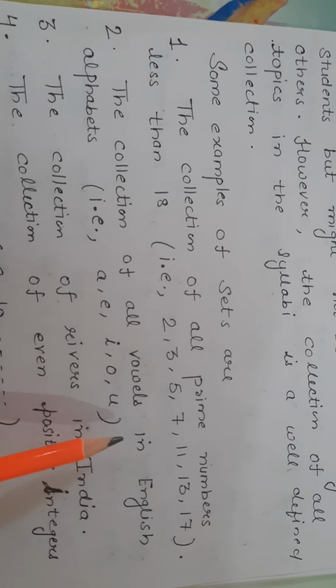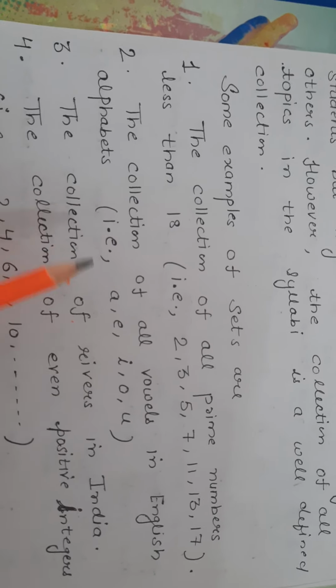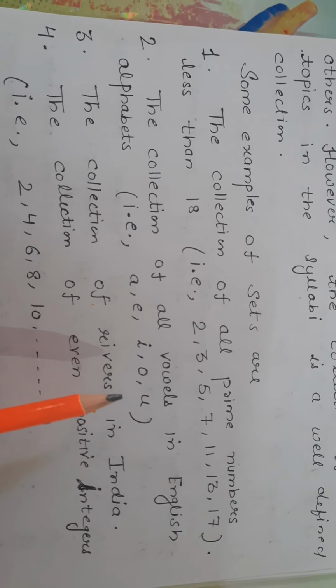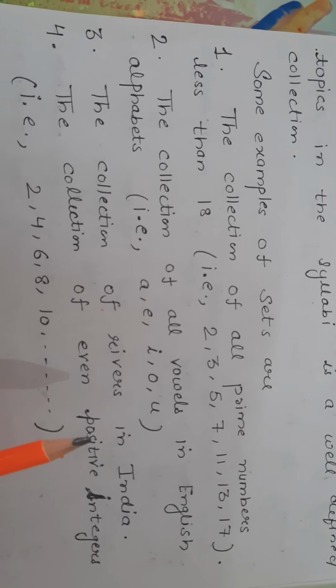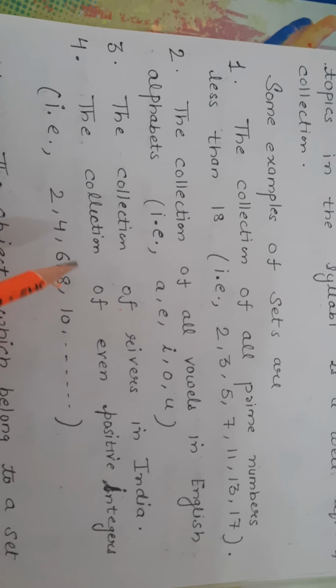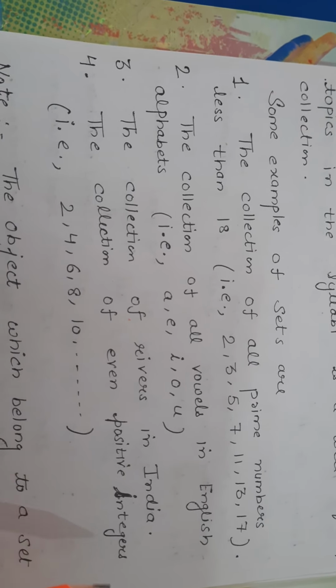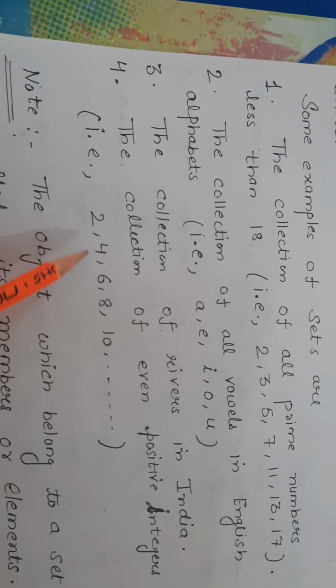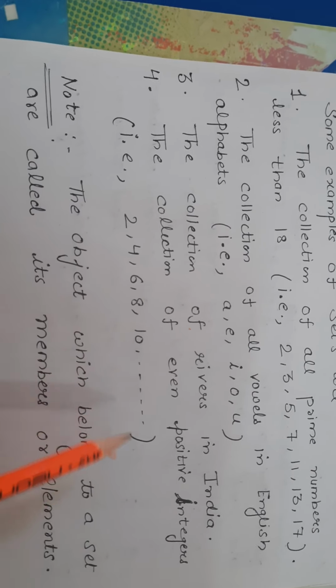The collection of all vowels in the English alphabet, like A, E, I, O, U. The collection of rivers in India. Even if you write the collection of even positive integers, they are 2, 4, 6, 8, 10, and so on.